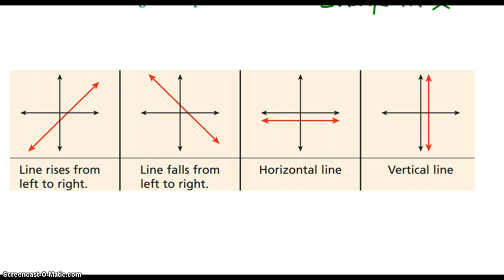If you think about straight lines on a coordinate system, you have four possibilities. You can have a line that rises from left to right, a line that falls from left to right, a horizontal line, and a vertical line. And what I want to do is explore each of these possibilities here as far as slope goes.